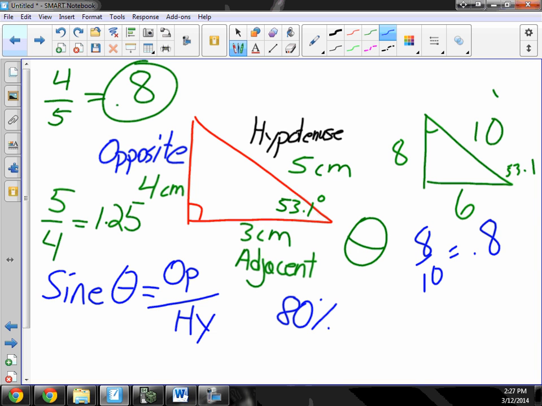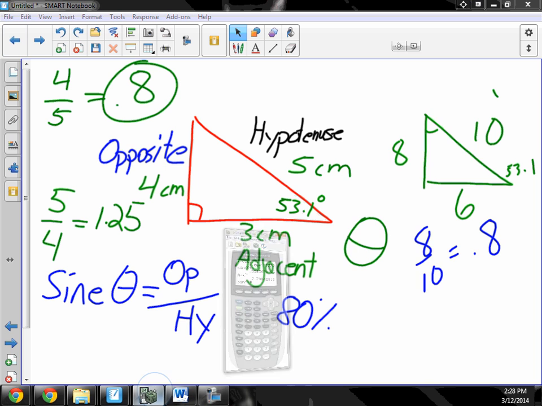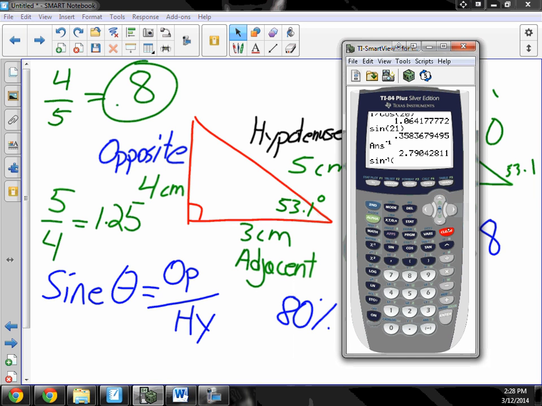Not secant. The inverse. So on your calculator, I want you to type in the sine of 53.1. And it's actually 53.13, but whatever. 80%. Right? What if I told you 80%? How would you calculate the angle? Inverse sine of 0.8 is 53.13.